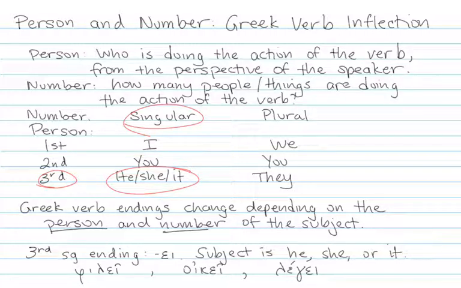Now you can state the subject explicitly by writing a noun in, like ὁ ἄνθρωπος φιλεῖ, the man loves. Without a stated subject, you supply he, she, or it. So as I said, for now in this chapter we're only talking about third singular.